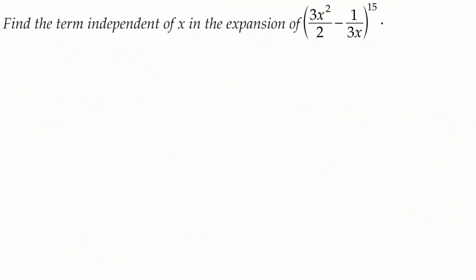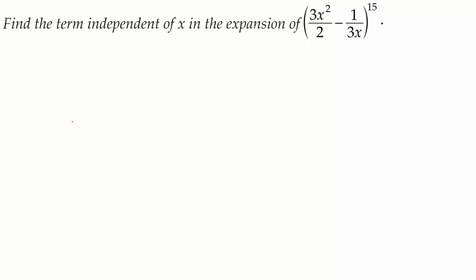Okay, find the term independent of x in the expansion. I want you to pause the video and try it out yourself. Use the same logic that we did before, but here they are not given any power of x. Instead they are saying the term independent of x. That means the power of x should be 0. We don't want x in our term. Find the term independent of x means what? Means that we don't want x, and we don't want x means the power of x should be 0.